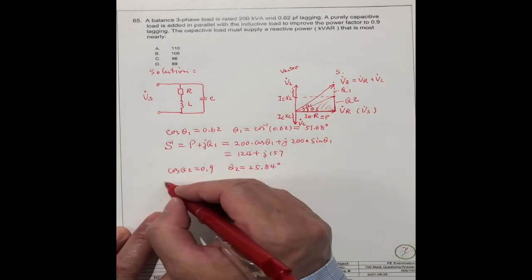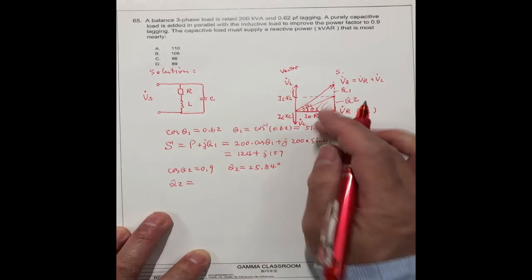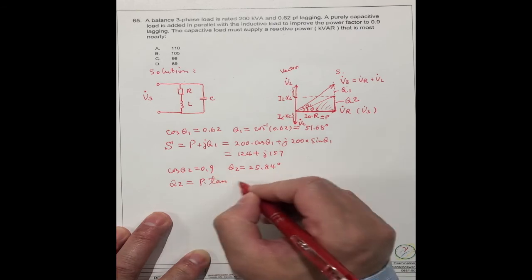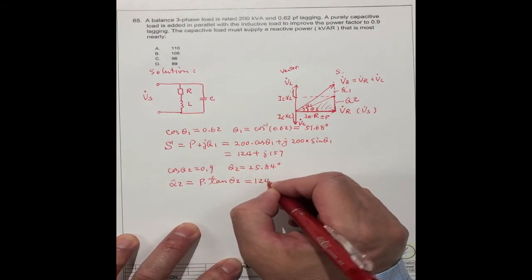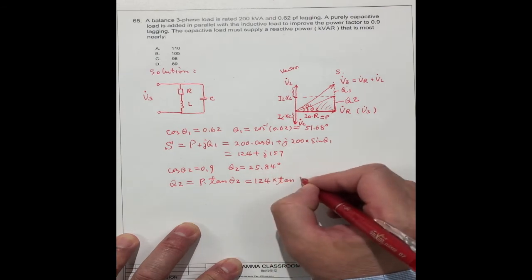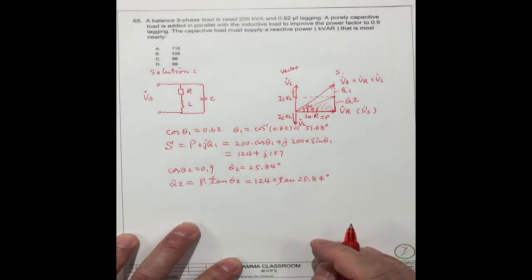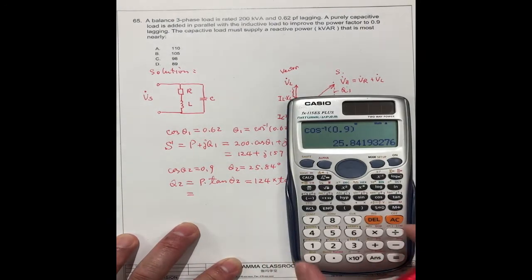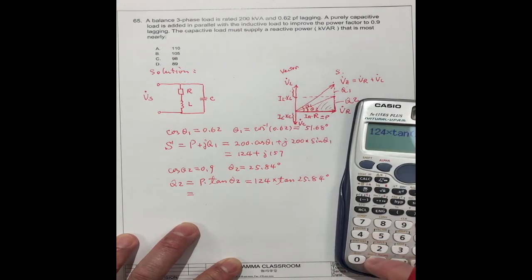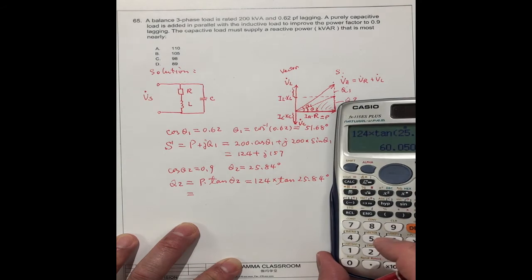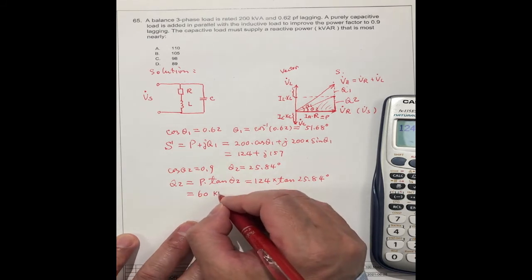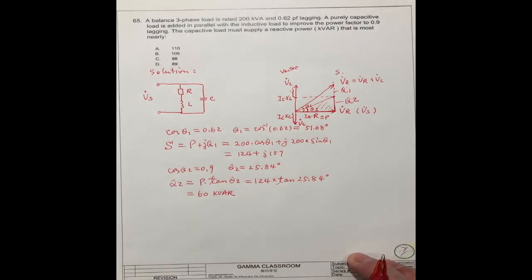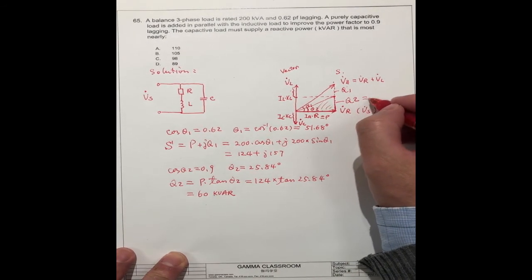So Q2 is equal to P times tan theta 2. P is the same, no change, 124 times tan 25.84. What is the number? It's about 60 kilowatt. So now we know Q2 is equal to 60 kilowatt.